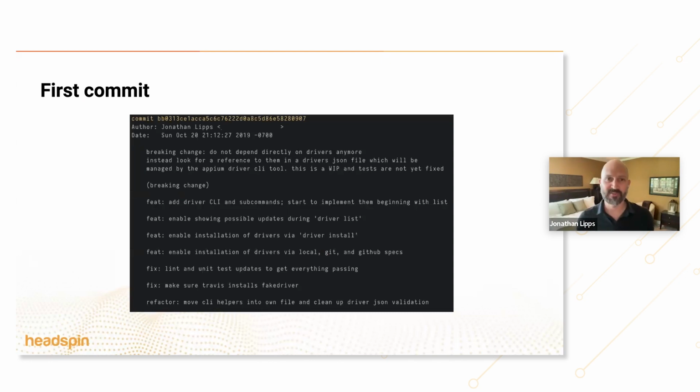I thought it would be fun to actually take a look at what the first commit for Appium 2 was. This was published on October 20th, 2019, so this is a long time ago. And this commit added the first version of the Appium driver command line interface. So the new CLI tool that's a part of Appium that allows you to look at which drivers are available, install drivers and uninstall drivers and stuff like that. Basically a wrapper for NPM and some other tools to help manage your Appium drivers and ultimately plugins, although plugins didn't exist at the time of this commit.